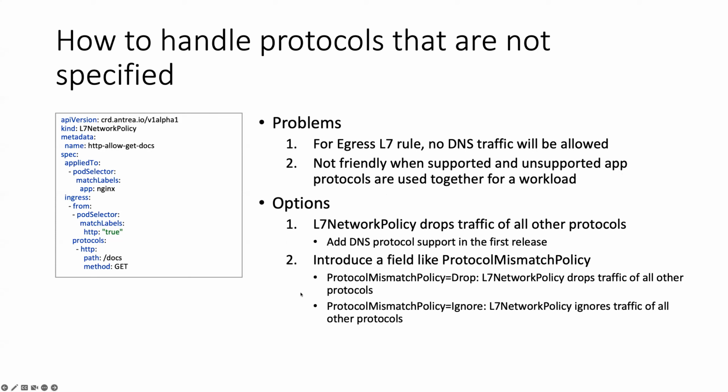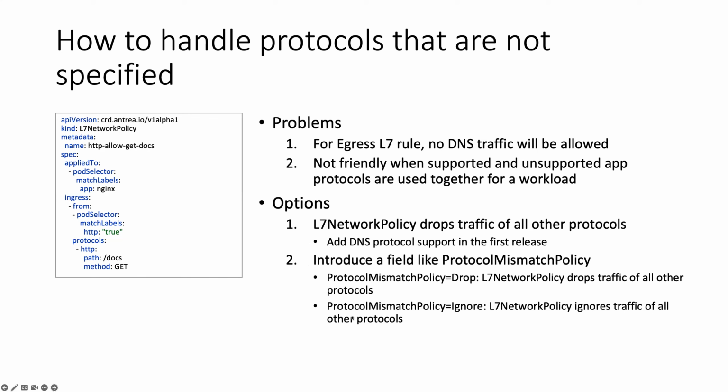Option 2 is just to add a field to change the behavior. The default behavior could be the same as the Kubernetes network policy, but we add another one to allow ignoring traffic of all other protocols, when we don't support them.